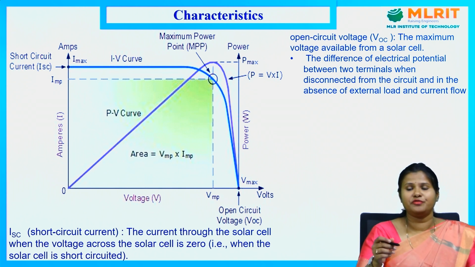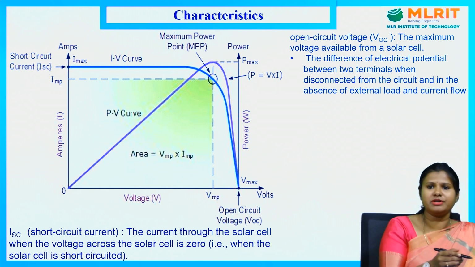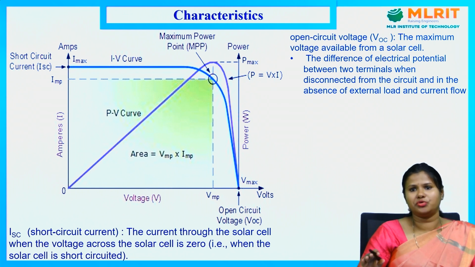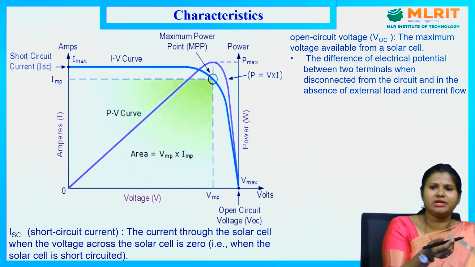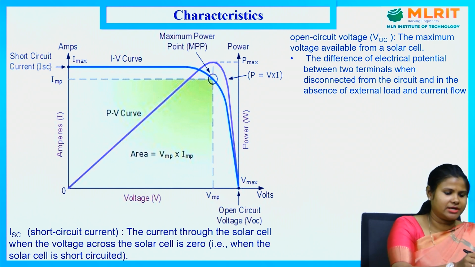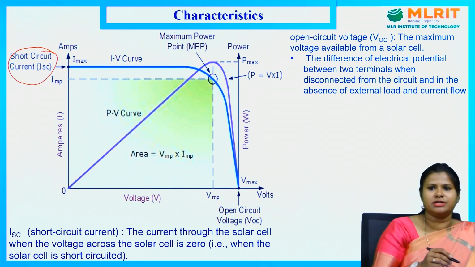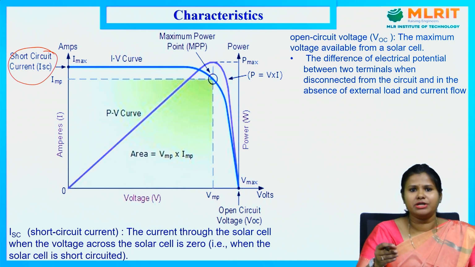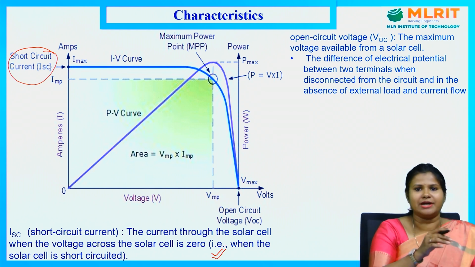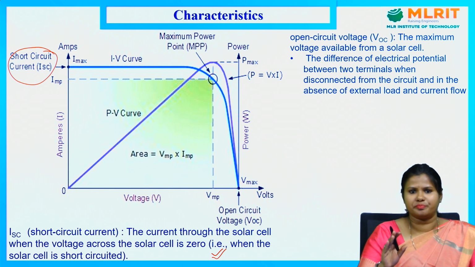Now we will see the VI characteristics of the solar cell. This is the variation of the current with respect to the voltage and variation of the power of the solar cell with respect to voltage. So, as I told initially, whenever we are not connecting any load to the solar cell, at that time we will get the maximum current. That current is known as the short circuit current. Short circuit current is the current through the solar cell when the voltage across the solar cell is 0. That is, the solar cell is short circuited. So that is the maximum current produced by the solar cell.